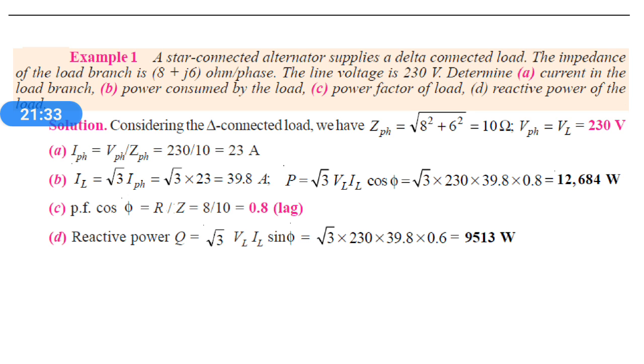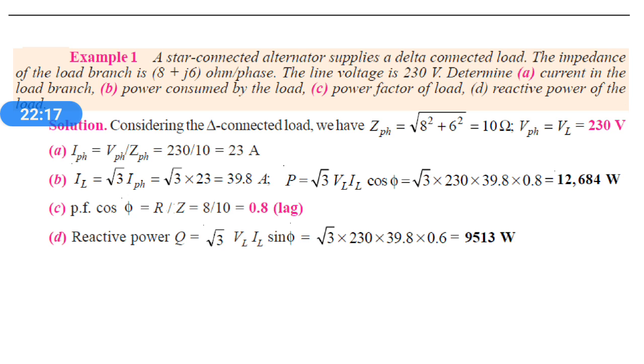So from this value we can calculate the first one, current in the load branch. That means each phase values. So I phase equal to V phase by Z phase. V phase 230 volt, Z phase is 10. So 230 divided by 10 is 23 ampere. Next, it is a phase current 23 ampere. Next we are calculating the line current. Line current IL equal to root 3 times of I phase, that is root 3 into 23, that is 39.8 ampere. That is the second answer, line current.